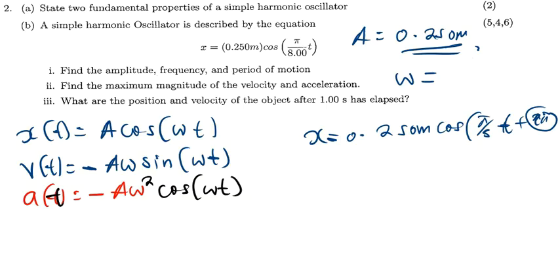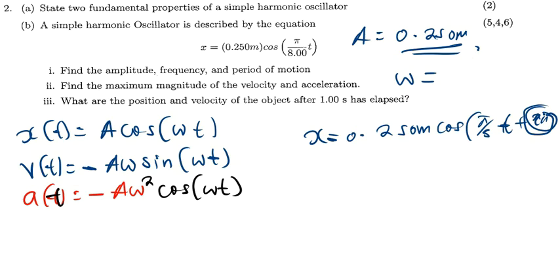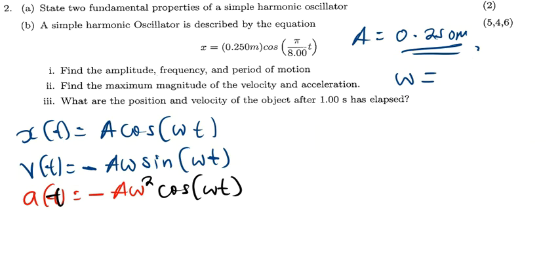So in a case where you are going to be given a phi there, even when you are writing these formulas, you need to add the phi. If you've been watching my videos, I believe you know that. So now the angular frequency in this case is pi over 8, this number here. Now we want to find the frequency.